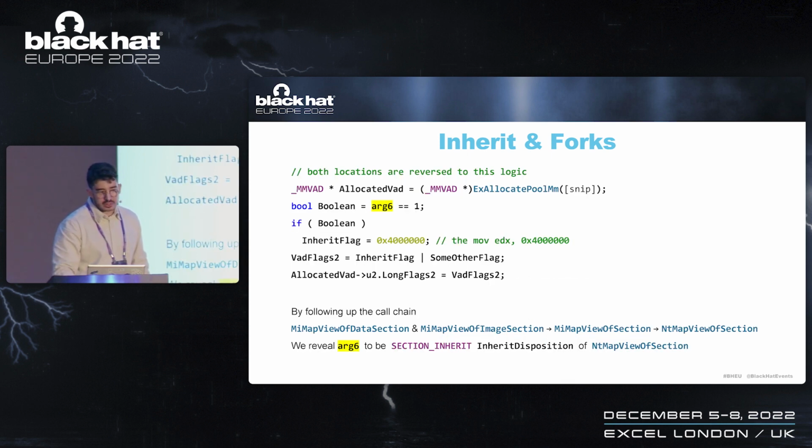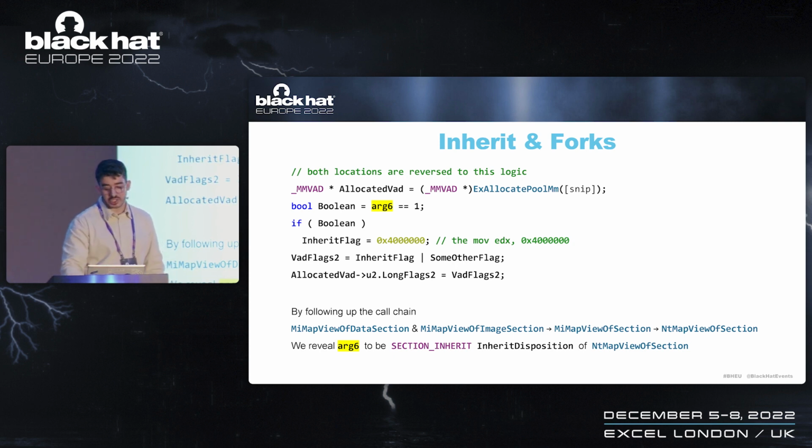And what I find is this pseudocode. I can see that the inherit flag is being controlled by a Boolean, and this Boolean is being controlled by arguments. If this Boolean is true, this actual flag is going to be set on the newly created VAD. Good for me. Let's see how we can affect it. Let's check what this argument is. I'm going to follow the call stack from the areas that I found in MiMapViewOfImageSection and MiMapViewOfDataSection, up to NtMapViewOfSection. And I reveal arg6 to be SectionInheritDisposition, a parameter of NtMapViewOfSection.